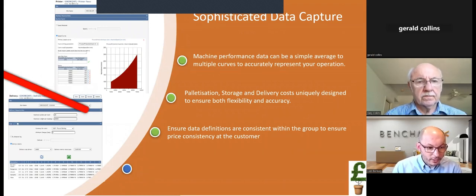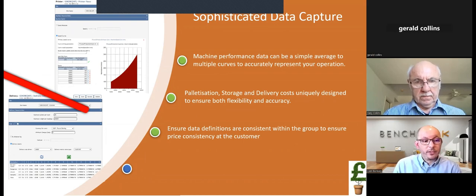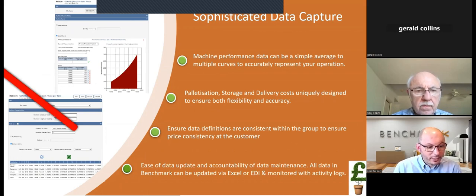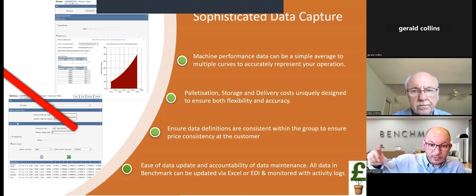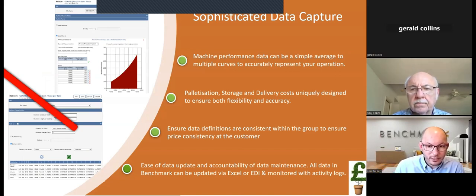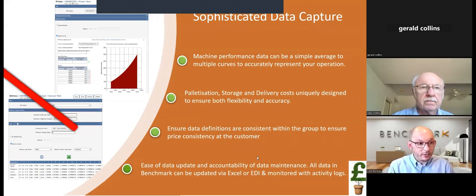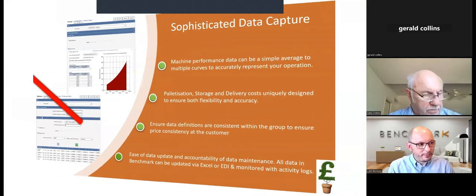Ensure data definitions are consistent across the group to ensure price consistency at the customer. Kind of already talked about this on the last slide. And then ease of data update and accountability of data maintenance. This point about data maintenance is amazing, really. If you can do automatic uploads via some sort of Excel spreadsheet, or even better, have like an EDI interchange where, you know, the legacy ERP system like SAP is automatically updating the should cost data or the pricing data. But this whole point about accountability of maintenance is absolutely critical. We just see it too many times that data is not very well maintained.